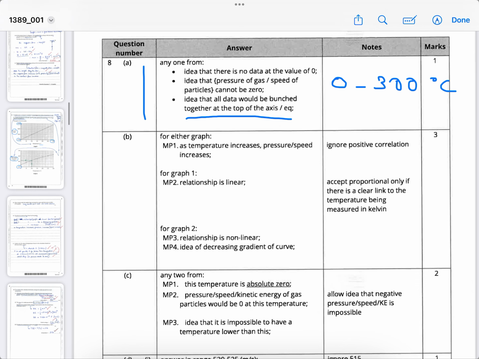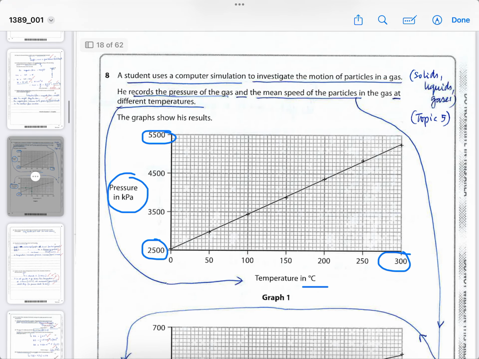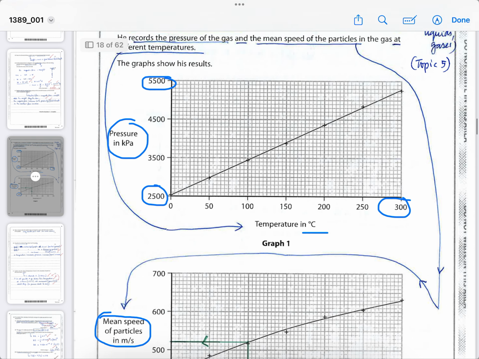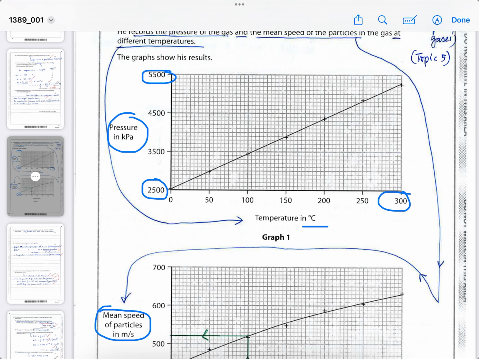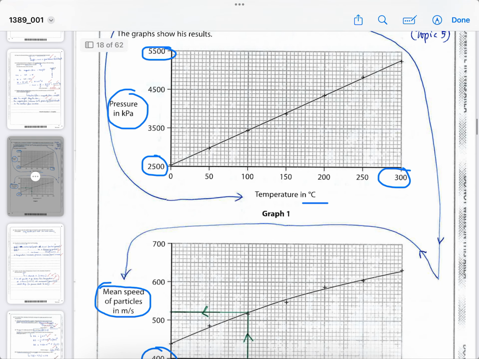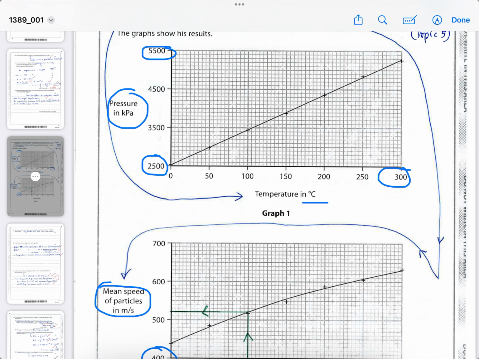So back to question 8. Here's the graphs. You can see it's not going to 0. So they wanted to basically show the range of the data that they're using. So they've decided to spread out the data across the scale. You don't want all your data bunched up.